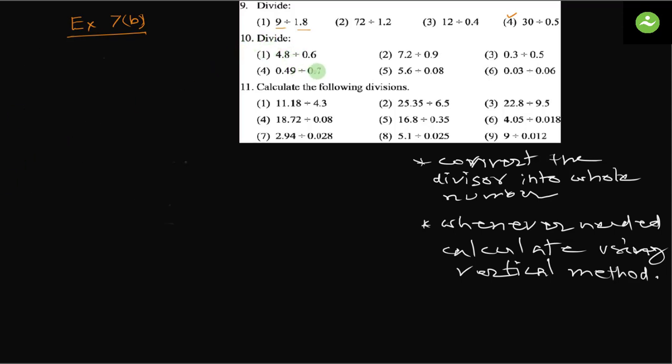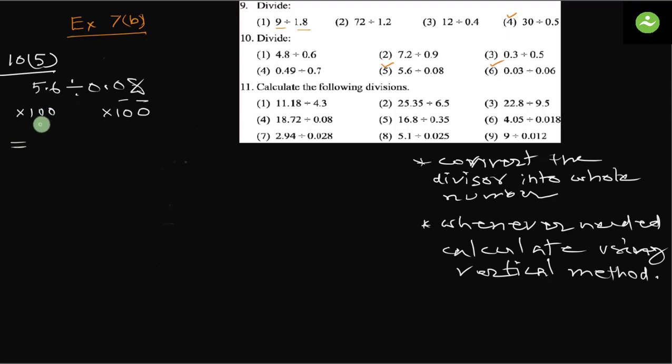Let us do number 10 now. We are going to do 5 and 6. Number 10, bracket 5: 5.6 divided by 0.08. So we have to change the divisor into a whole number. How many digits after the decimal point? 2 digits. We have to multiply by 100. So we multiply the dividend also by the same number, 100.